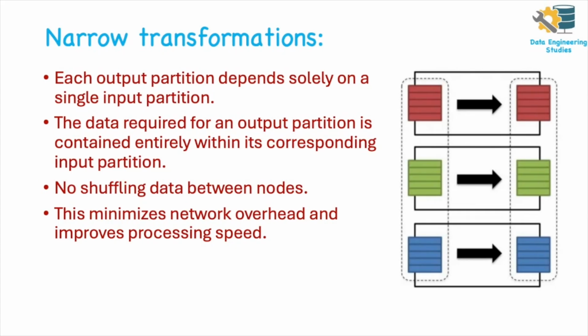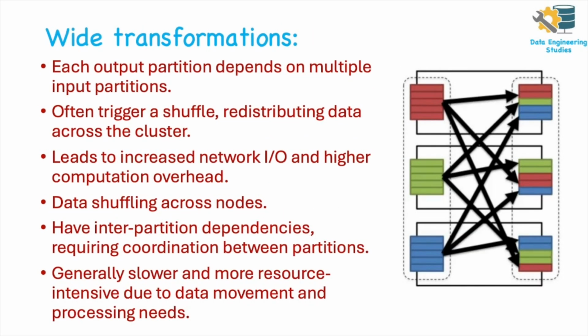Now let's see what is wide transformation. In wide transformation, each output partition depends on multiple input partitions. Wide transformation triggers a shuffle, resulting in redistributing the data across the cluster. Wide transformation causes inter-partition dependencies, requiring coordination between partitions. Wide transformation leads to increased network I/O and computation overhead. Wide transformations are generally slower and more resource intensive due to data movement.